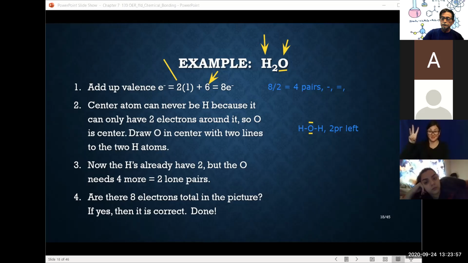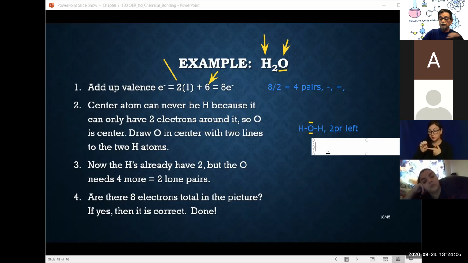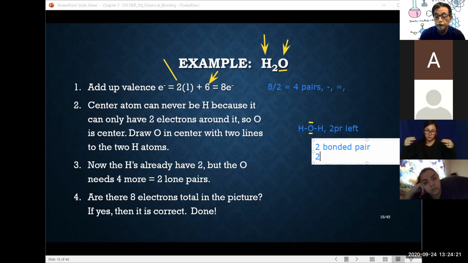And when you go back to count the electrons, in this case with respect to water, after everything's done, we have 2 bonded pair of electrons, okay? Because those 2 are bonded to the hydrogens. And we have 2 lone pair, okay? 2 lone pair, because those 2 on the oxygen are not bonded to anything. They're just sitting on the oxygen, okay?